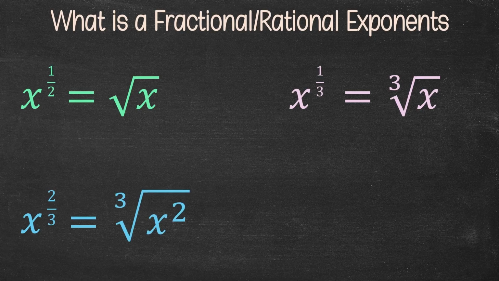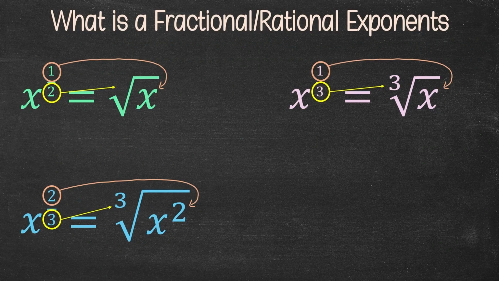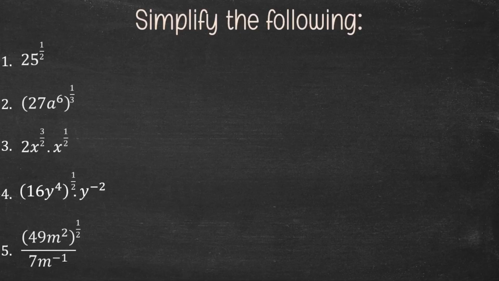Just a quick reminder where we got these answers from. The denominator in the fraction is equal to the index of the root. And here for the square root, remember the index is 2, we just never write it down. And the numerator of the fraction shows us the exponent of the variable underneath the root. So let's do a few examples. Let's work through the following 5 examples where I will show you how to simplify expressions with rational exponents.